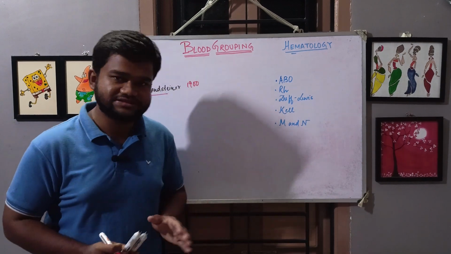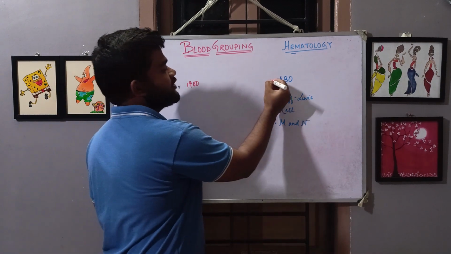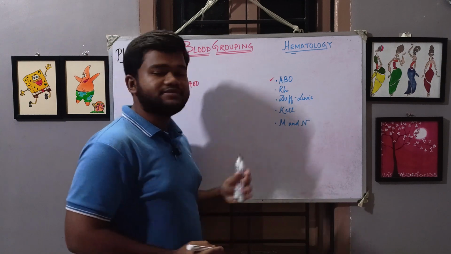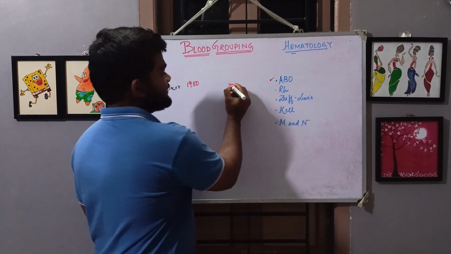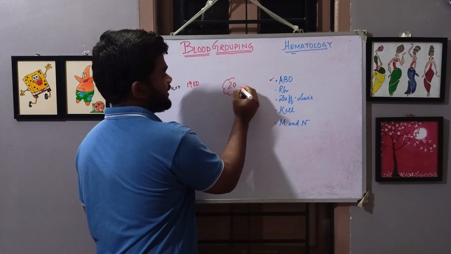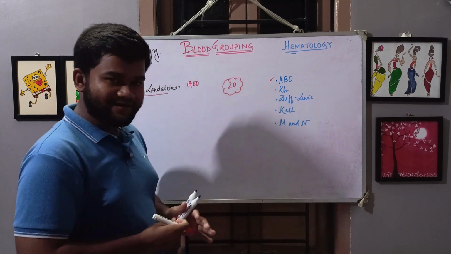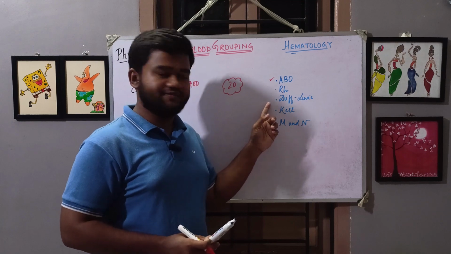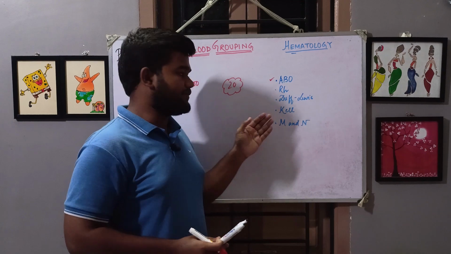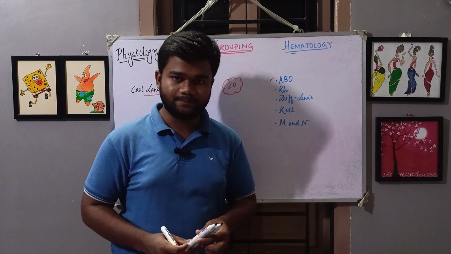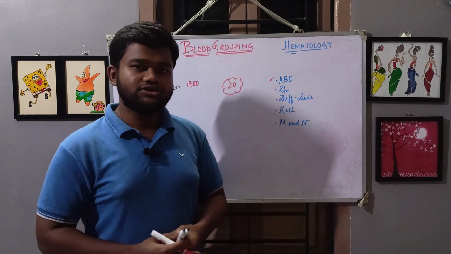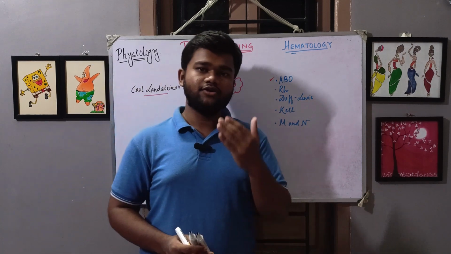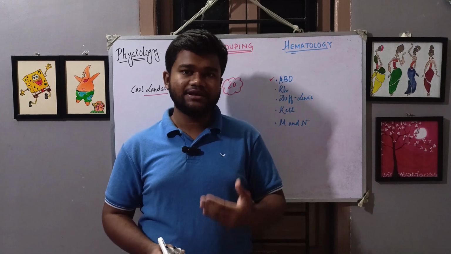There was a scientist named Karl Landsteiner, who in the year 1900 discovered the first ever blood grouping system, known as the ABO blood grouping system. Since then, 20 different types of blood grouping systems have been discovered. For example, the Rh blood grouping system, the Duffy, Lewis, Kell, and M and N blood grouping systems.